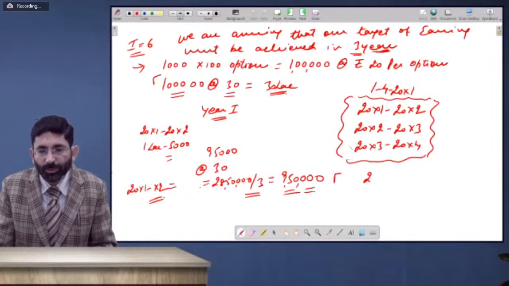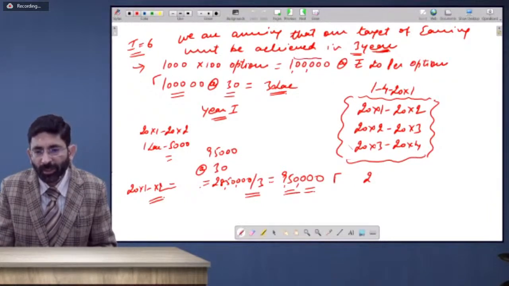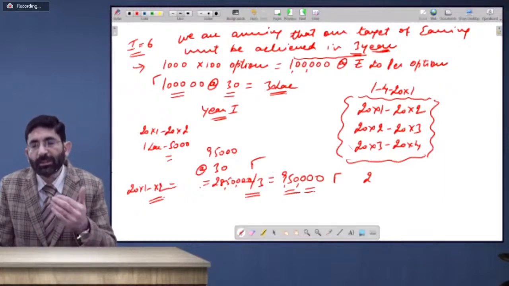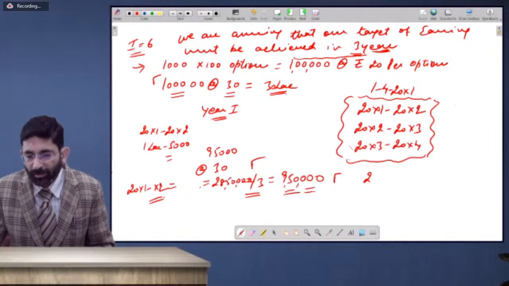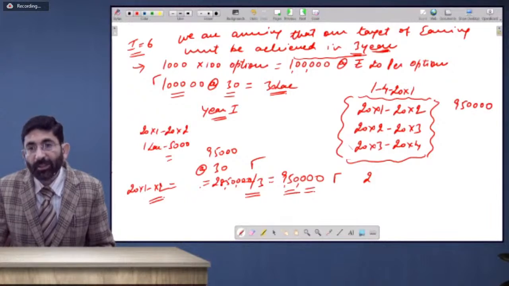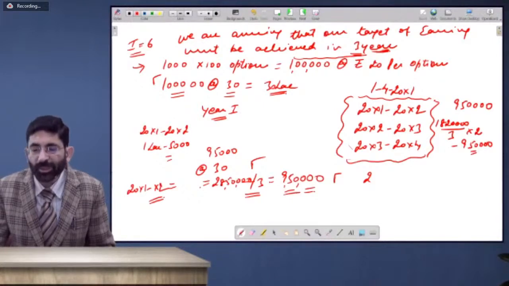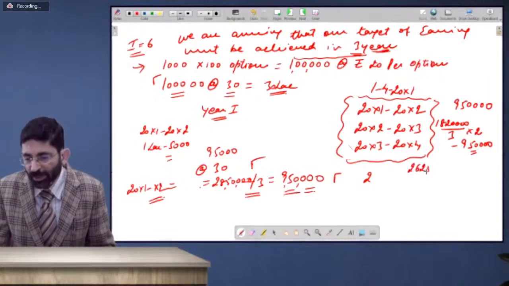Another assumption is we may assume that our target of earning must be achieved in 3 years. If we assume this, we will go for the open-ended approach. In that case, we will write off the loss at the end of the first year by dividing by 3, that is, we have assumed that this loss will be written off within 3 years. So it will be 9,50,000 in the first year. At the end of the second year, it is 18,20,000 divided by 3 into 2 minus 9,50,000. So the balance is to be written off in the second year. Then the actual target is achieved at the end of the third year: 26,25,000 minus 18,20,000. The balance is to be written off in the third year.